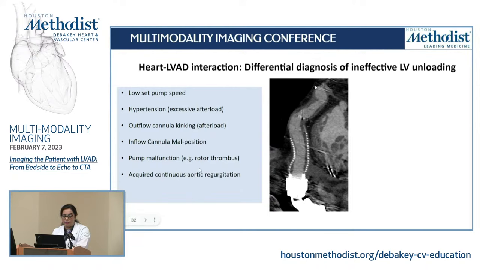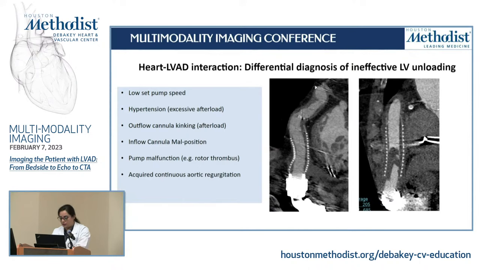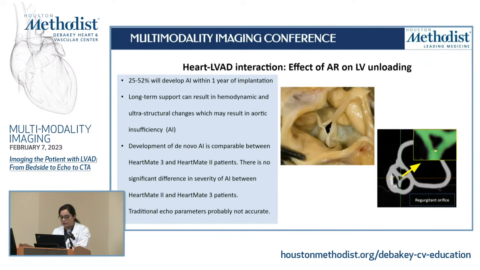And then if you have an acquired continuous aortic regurgitation, and that does still happen, and that's still relevant to HeartMate 3, and I'll talk about that a little bit more. Here, this big goomba is actually a fungus. It's Candida. And this is a patient who went through a full exchange because of that reason, because the pump was infected. Talking about aortic regurgitation, still relevant, still important.